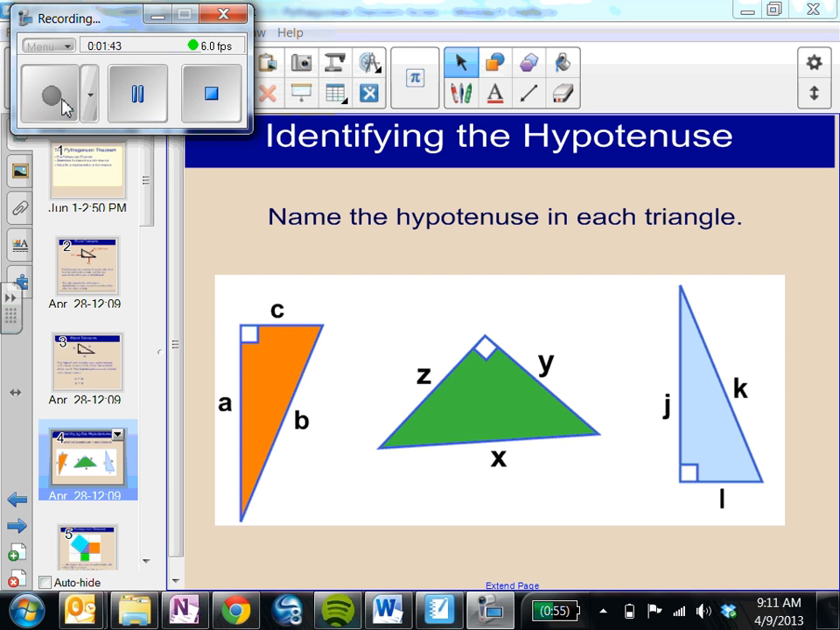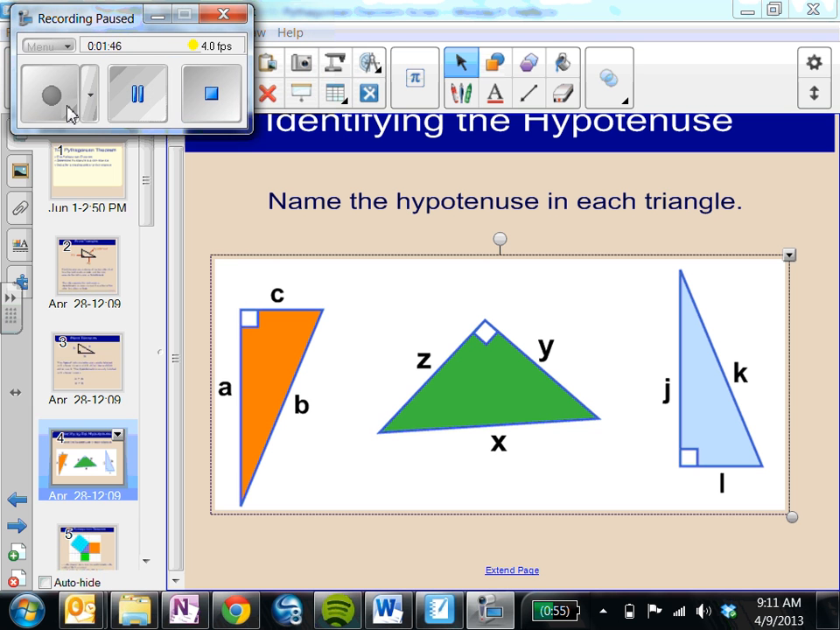Let's name the hypotenuse in each of these triangles. B is the hypotenuse in the first triangle, X is the hypotenuse in the second, and K is the hypotenuse in the third, because those are the sides across from the right angles.